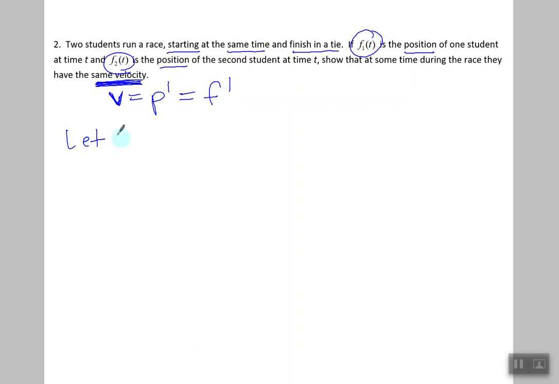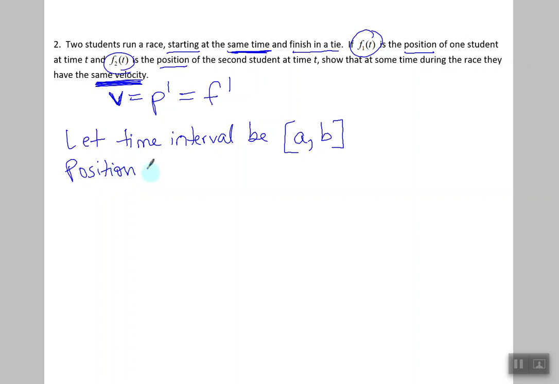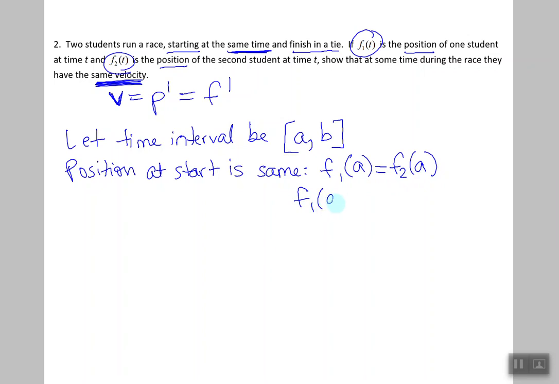Let's let the time interval be represented by the interval a to b. So they start running at time a and stop running at time b because they run at the same time. The position at the start time is the same. Therefore, f sub 1 of a equals f sub 2 of a. Bringing both of these to the same side, subtracting f sub 2 of a, that leaves us with f sub 1 of a minus f sub 2 of a equals 0.